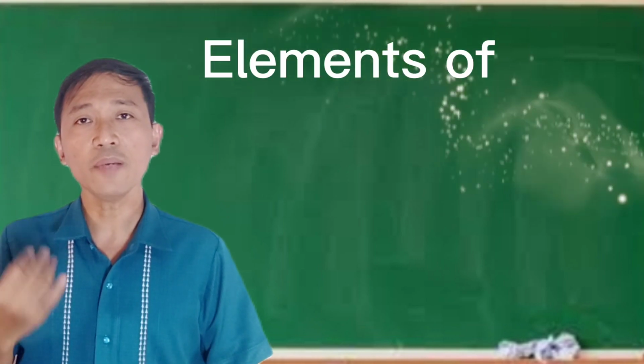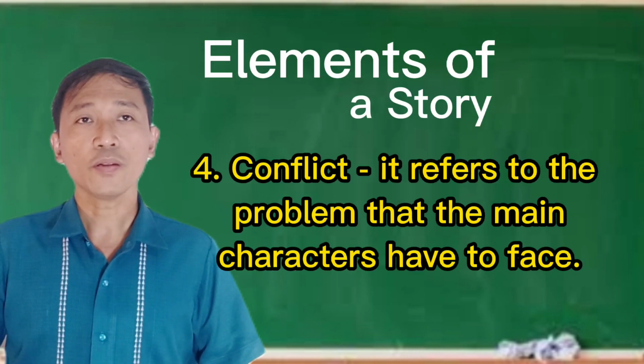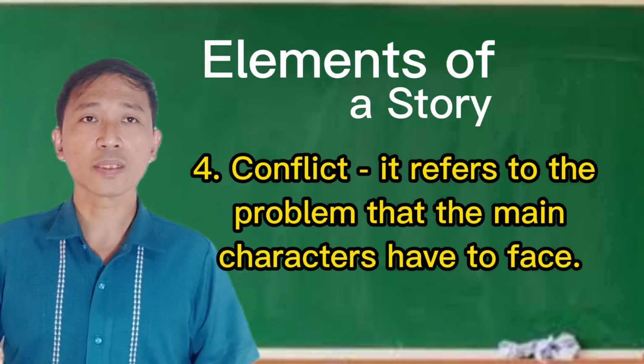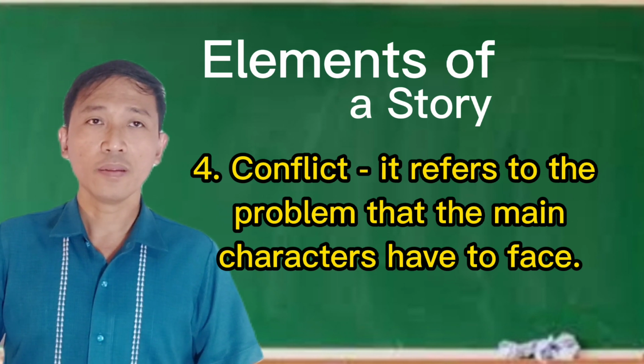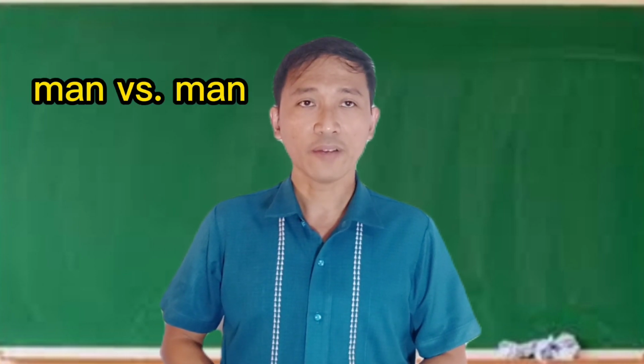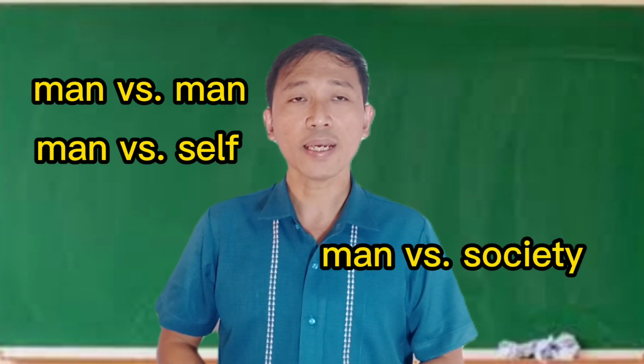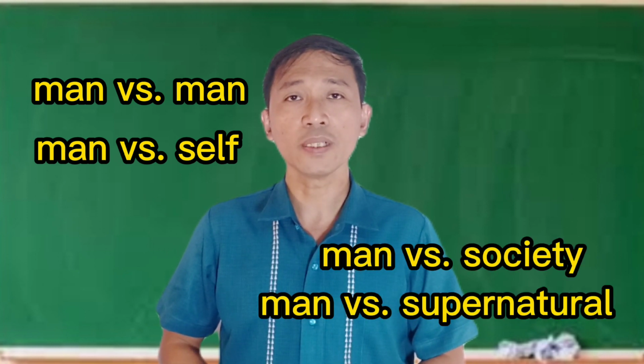The fourth element of a short story is the conflict. It refers to the problem that the main characters have to face. The conflict of the story has four major types: man versus man, man versus self, man versus society, and man versus supernatural.